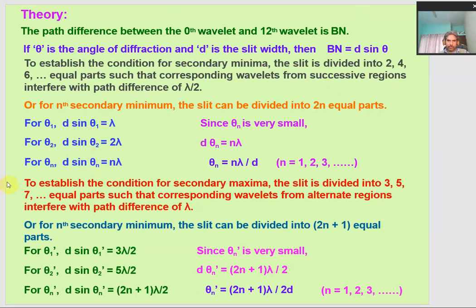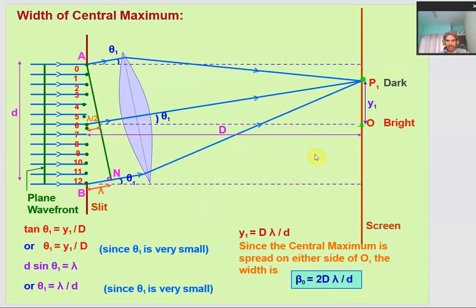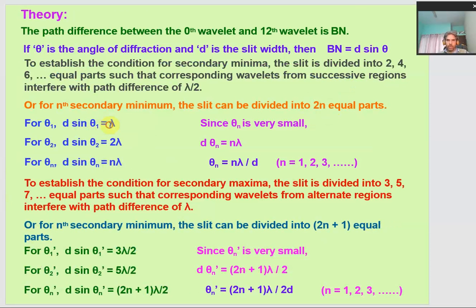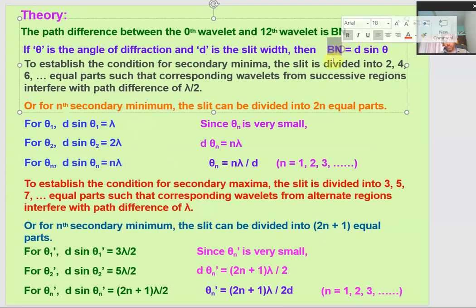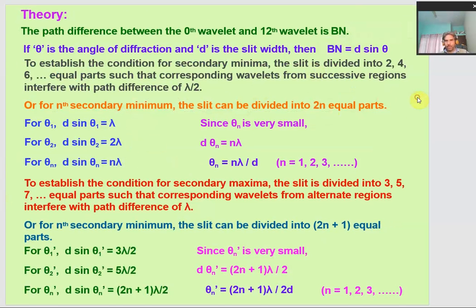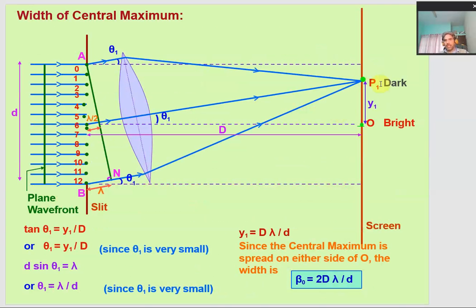In order to find out the condition for the minimum, we suppose, in the first case, that point P is such that the path difference between the light coming from points A and B is equal to 1 lambda. So if this Bn is equal to lambda, then the point P will be the position of the dark fringe, right? So it will be the position of the dark fringe.